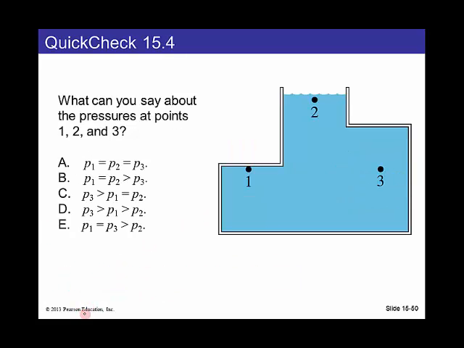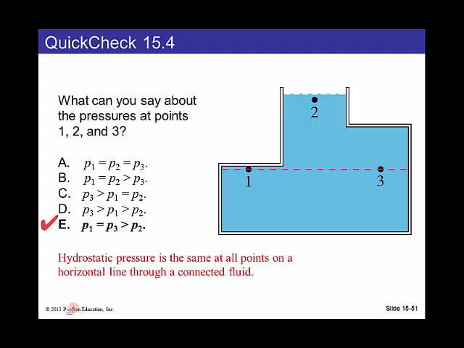So what can you say about the pressures at points 1, 2, and 3? P1 equals P2 equals P3, and so on. Take a minute to answer the question. So what we are going to find is that these two points are at the same level, so they have the same pressure, and this point here is up there. So this has a lower pressure than 1 and 3.